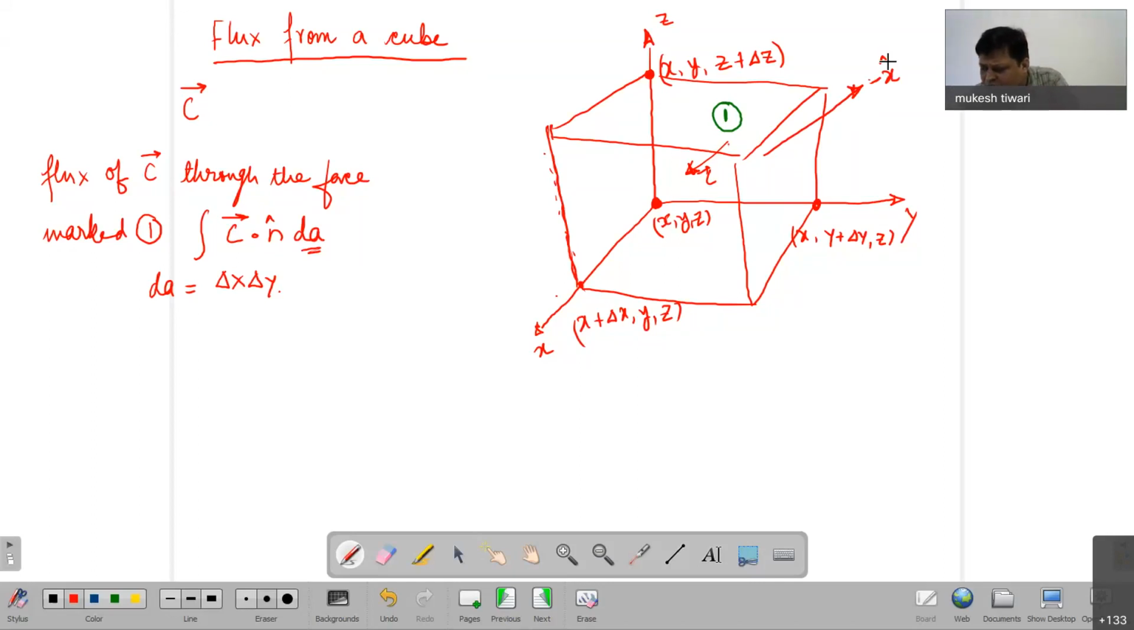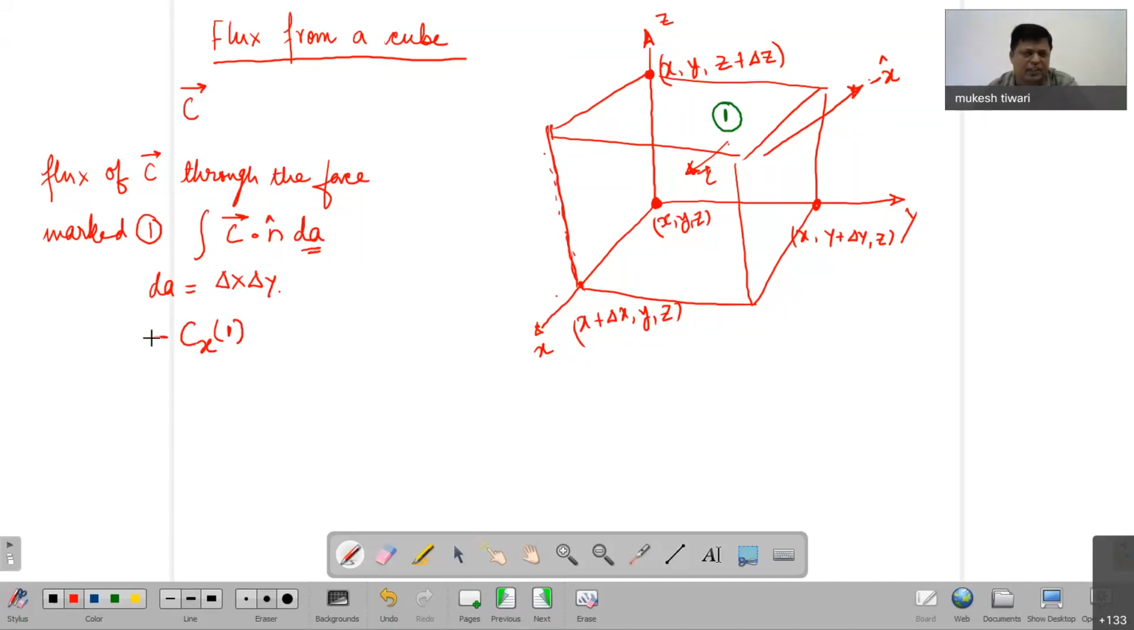And let's say that on this particular surface, the plane that we are looking at, we are looking at the x component. So I will write it as, when you take the dot product, what it will give you is the x component. I'll put a 1 for the plane labeled 1. There will be a negative sign because both of them are in the opposite direction, the unit vector and the vector field.